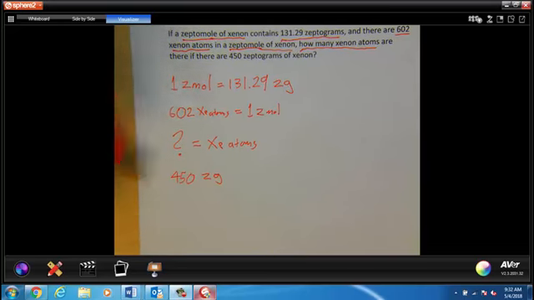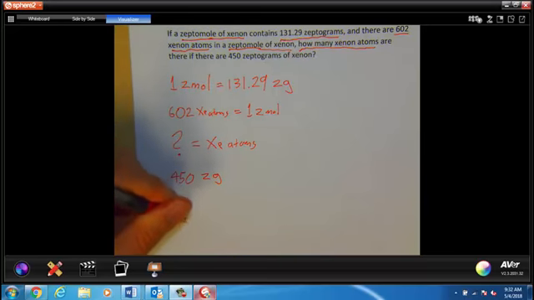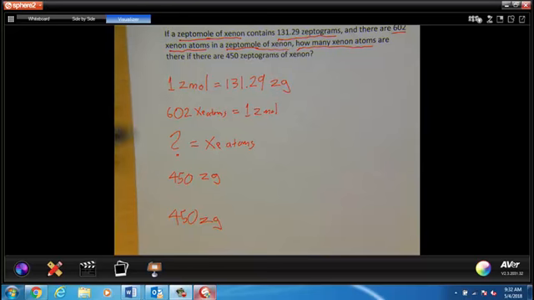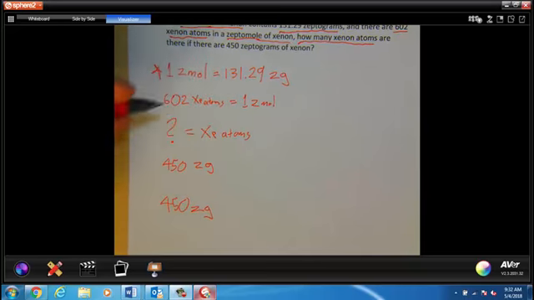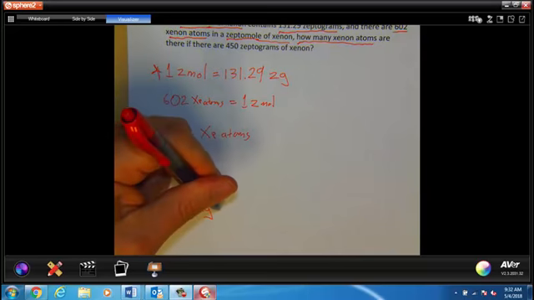So you start with the thing that has one number, and then you use the other numbers to find the answer. So let's start by writing 450 ZG for zeptograms. Then we look at our information up here, and we look for an equality that includes zeptograms, and we see it's right here. So we're going to use this one first. 1 zeptomole is equal to 131.29 zeptograms. We're using that as our starting point. So what we want to do is write a ratio here.